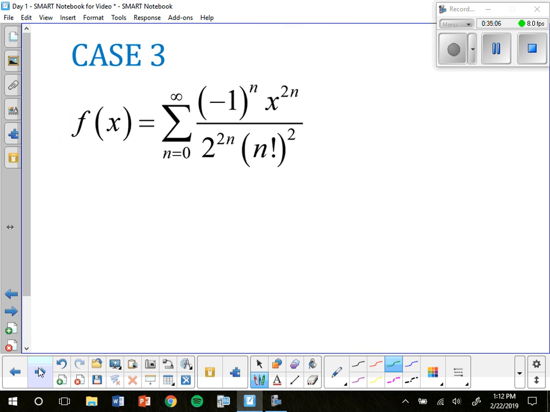And last case. This one looks really crazy. But the ratio test takes crazy things and makes them less crazy.